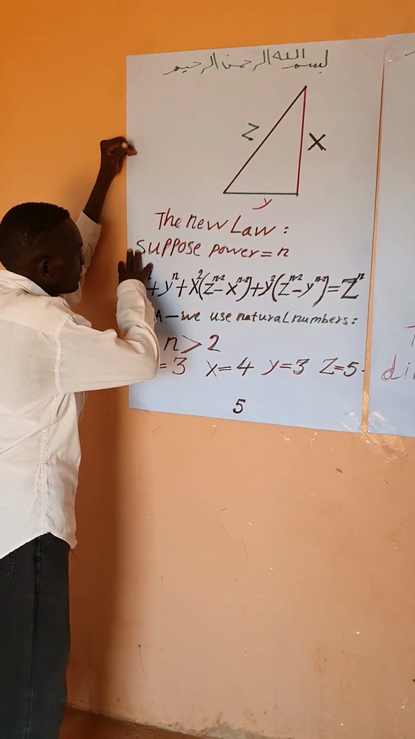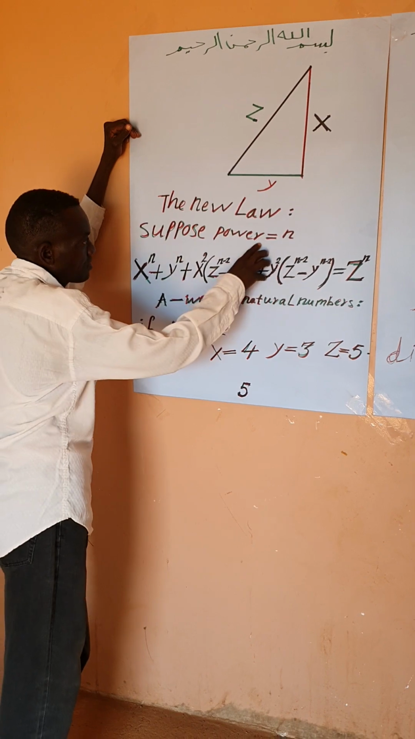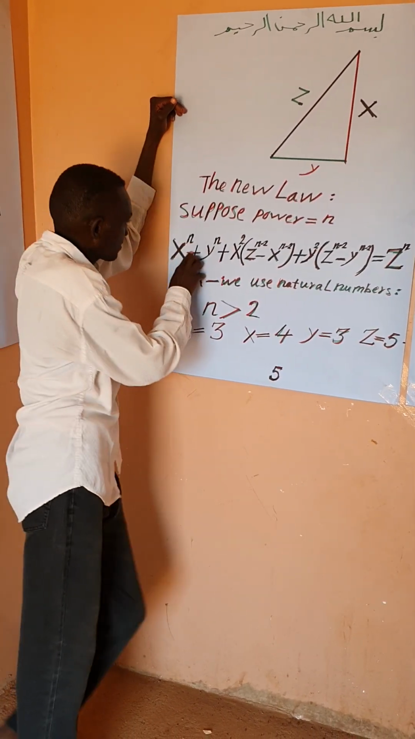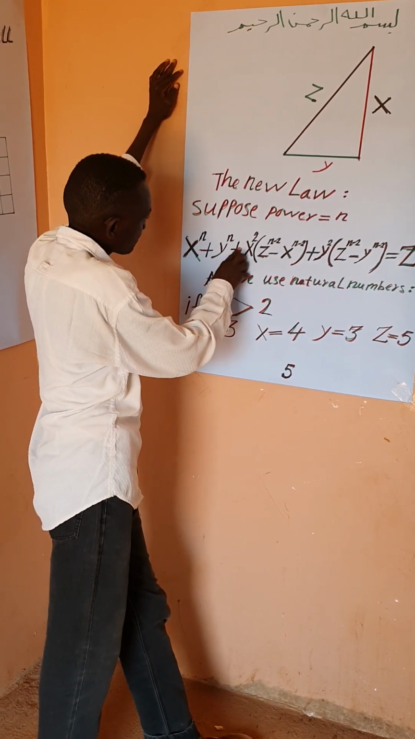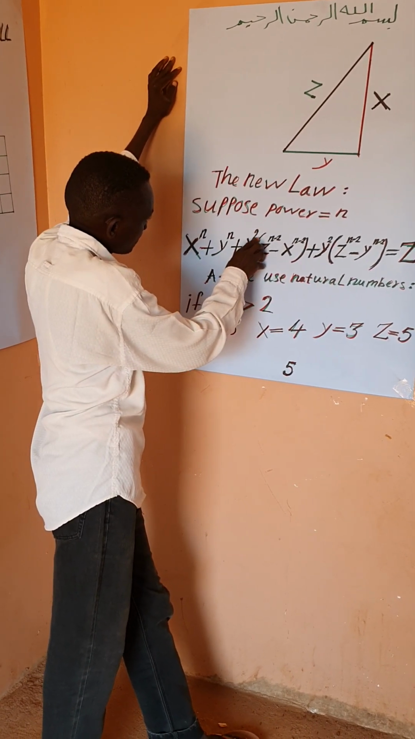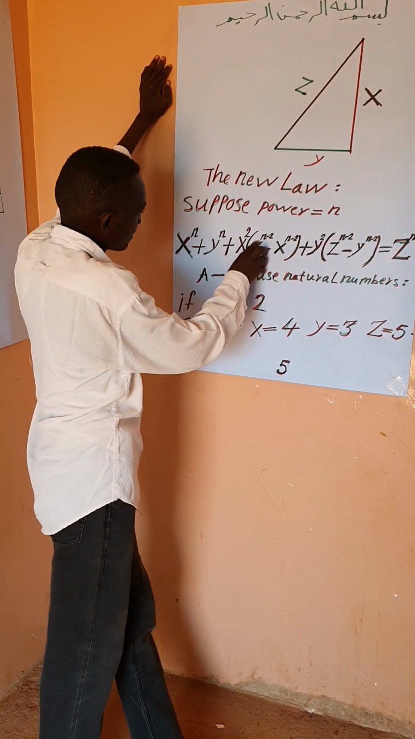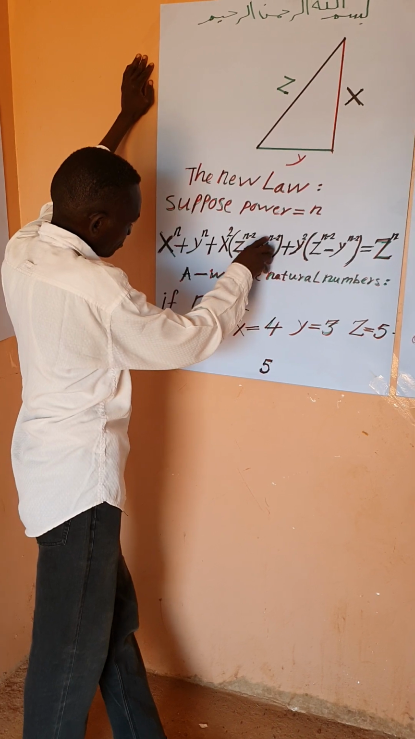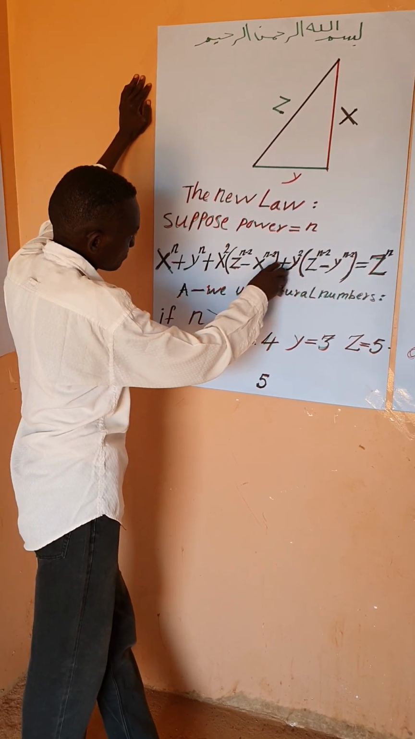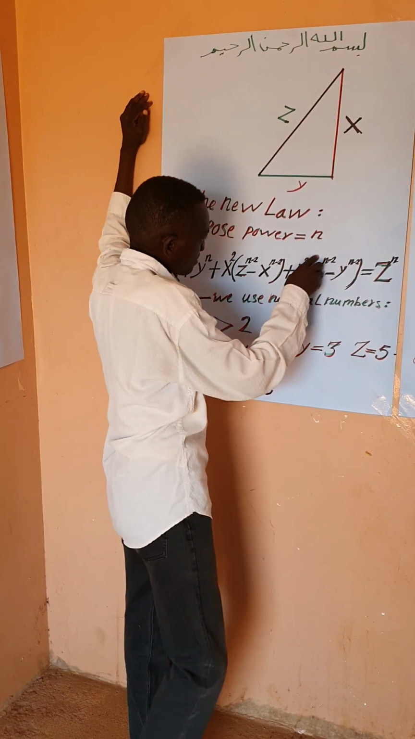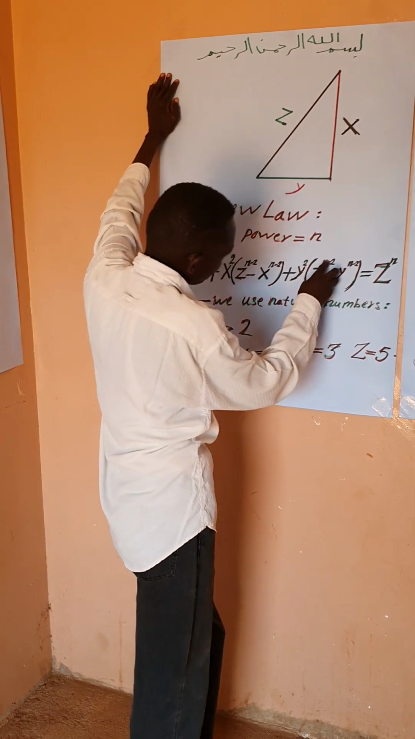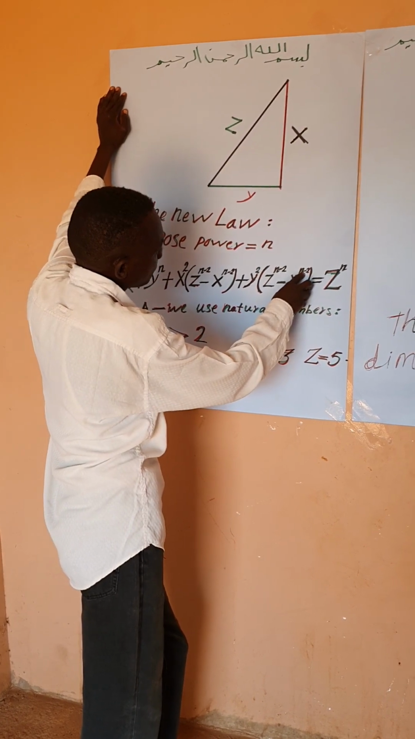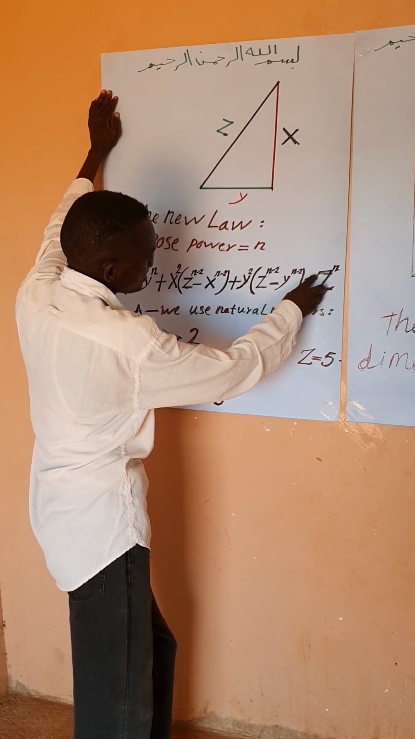If we have power n or exponent n: x to the n plus y to the n plus x[z to the n minus 2 minus x to the n minus 2] plus y[z to the n minus 2 minus y to the n minus 2] equals z to the n.